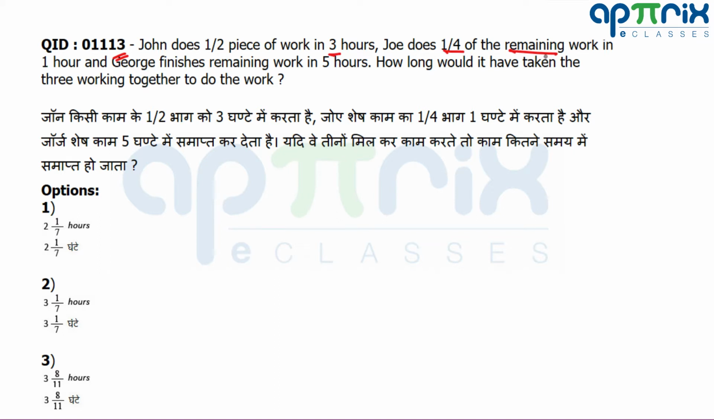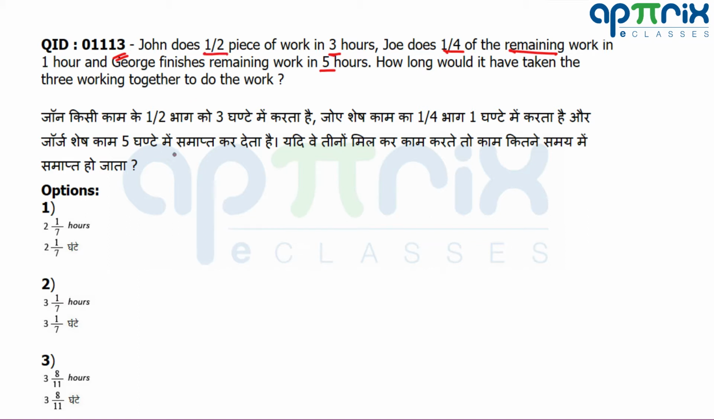It is 1 by 4 of the remaining work in 1 hour, and George is finishing the remaining work in 5 hours. So you have to find how long it would have taken the three working together to do the work. Now this question can be extremely easy. It is all about calculation, but that calculation can be made easier using percentages and fractions. I'll help you out with how.